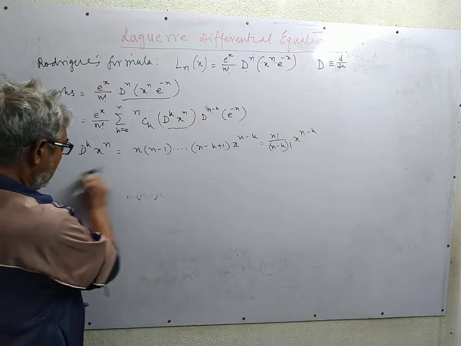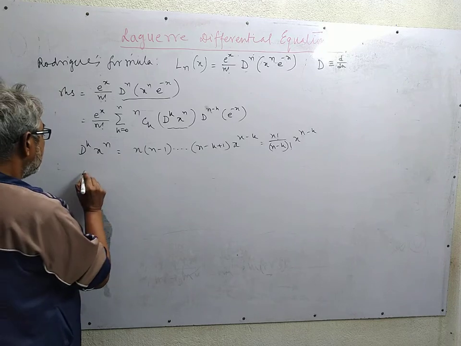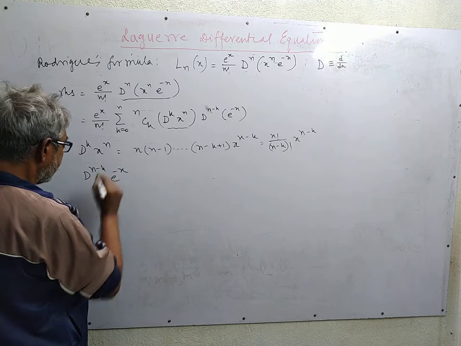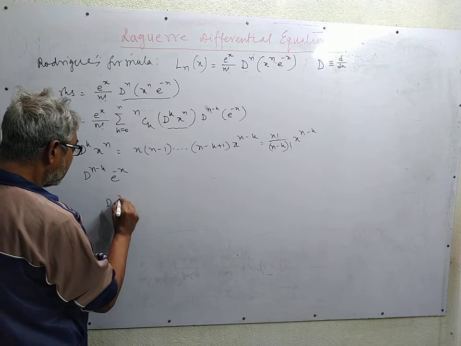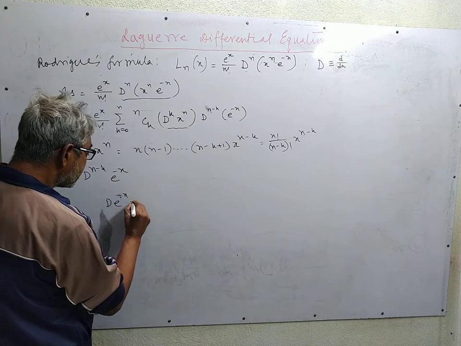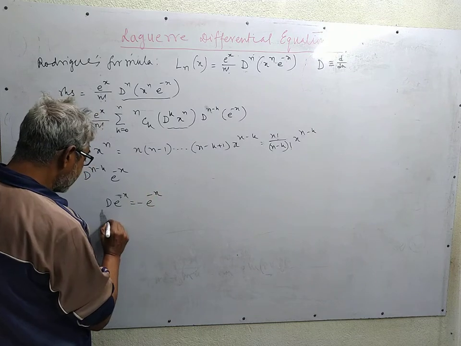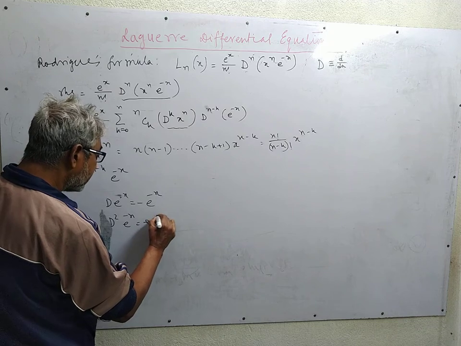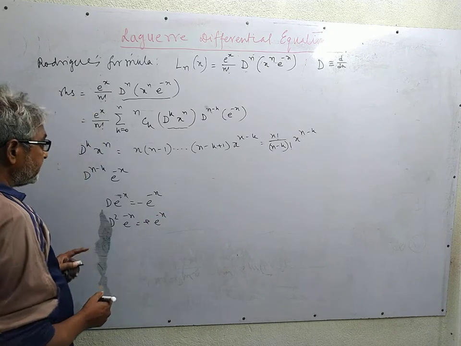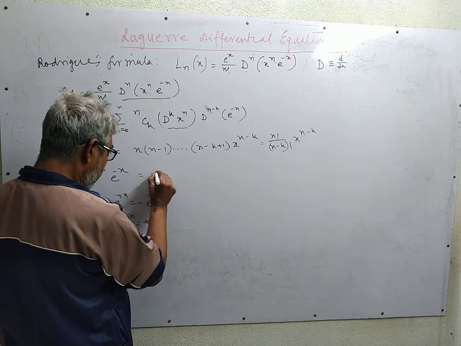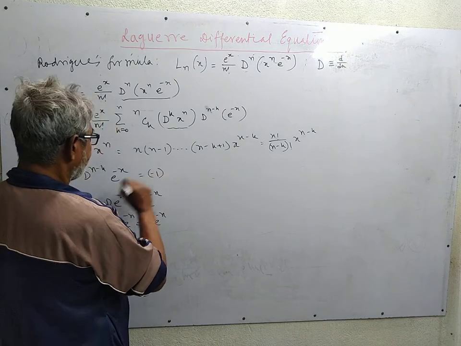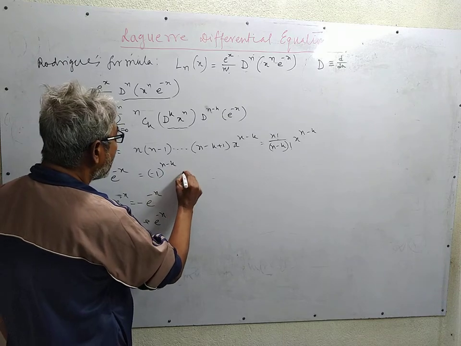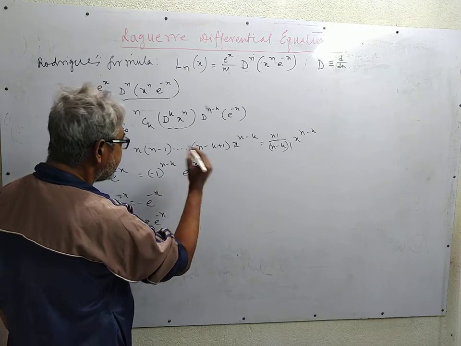And the other thing, d^(n minus k) of e to the power minus x. We know that d of e to the power minus x is equal to minus e to the power minus x, d^2 of e to the power minus x is equal to plus e to the power minus x. So we generalize it as minus 1 to the power n minus k e to the power minus x.